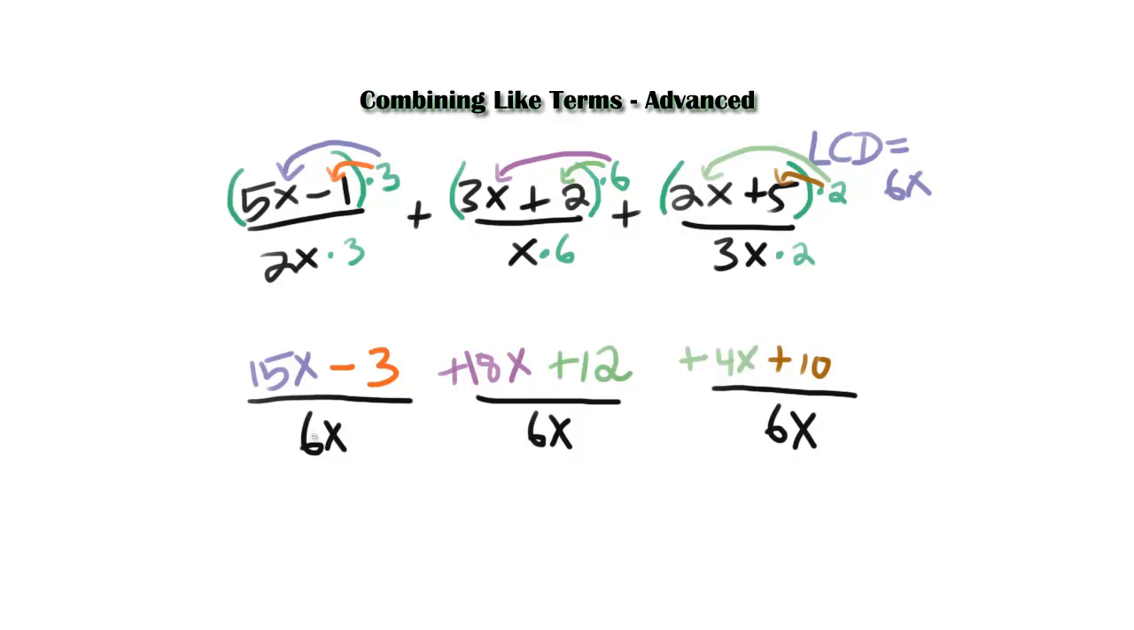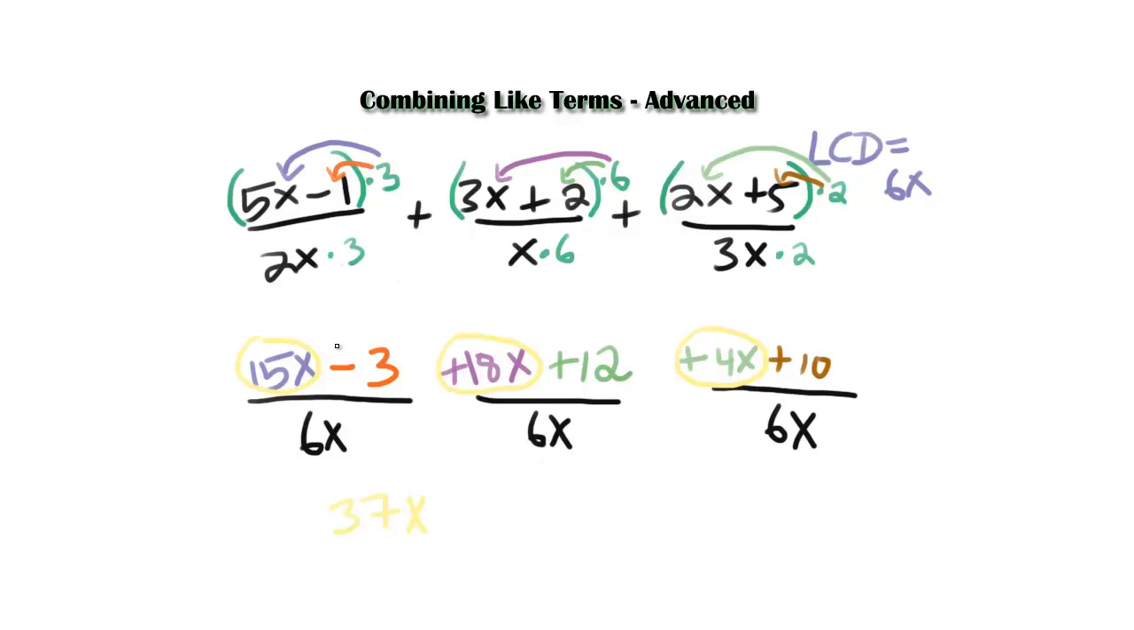Alright, so we're almost there. Now let's look at the numerators, right? So actually let's circle all the x's, the ones that we can combine, right? We have a 15x here, and then we have a positive 18x here, and we have a positive 4x here. So when we combine all three of them together, right, 15 and 18, that'll give us 33. 33 and the 4, that'll give us 37x, right?